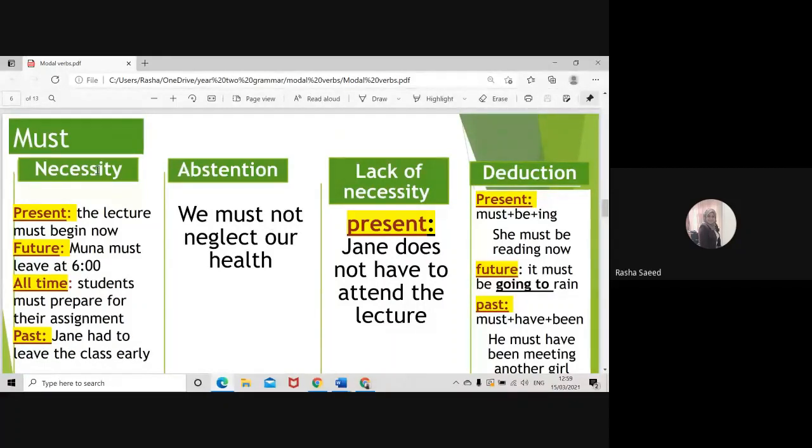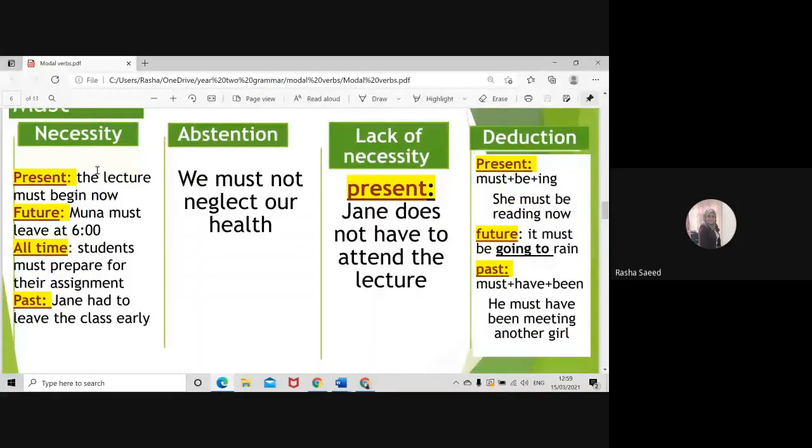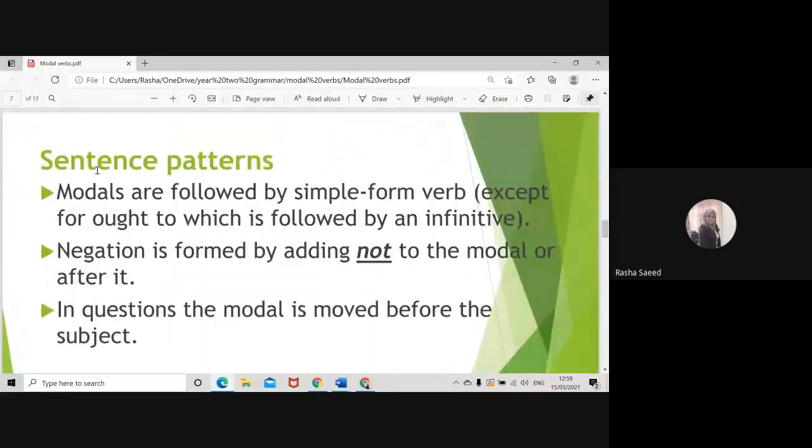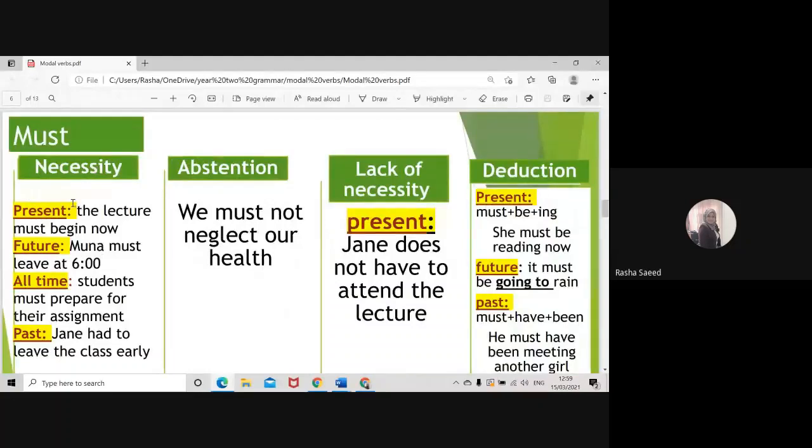So let's talk about necessity. When you want to express necessity in the present time, the lecture must begin now. Okay? And if you want to express necessity about the future, Mona must leave at 6 o'clock. And you can notice again that as long as you added the time, this shows that this necessity is about the future.